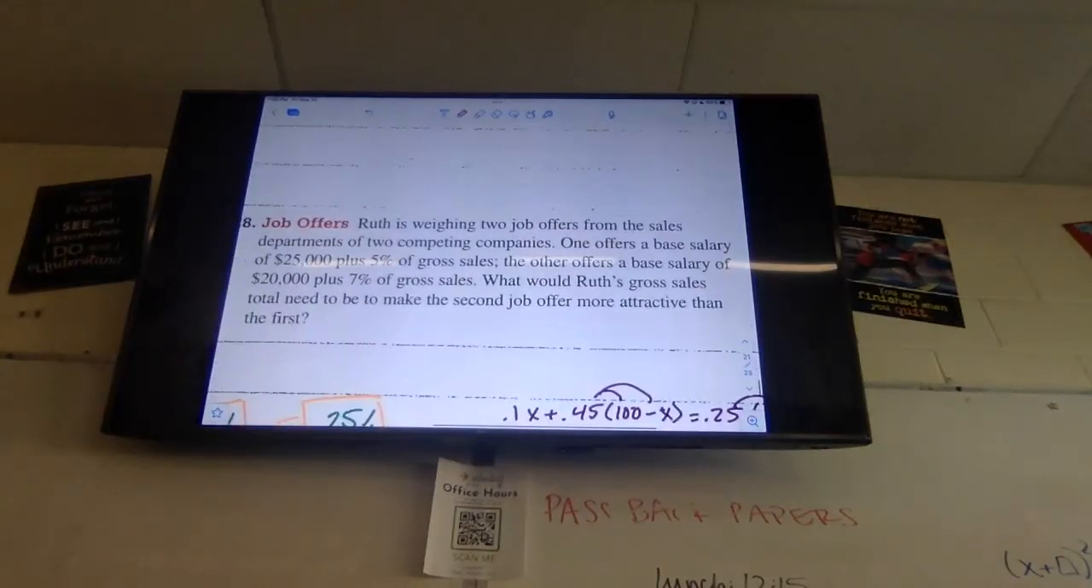This one actually might be more realistic than some of these other ones we're talking about, because one day you guys are going to get jobs, and some of you might work in sales. This says Ruth is weighing 2 job offers from the sales department of 2 competing companies. One offers a base salary of $25,000 plus 5% of gross sales. The other offers a base salary of $20,000 plus 7% of gross sales. So what happens there is she's paid $25,000 no matter what, but then however much she sells, she gets 5% of that added to her paycheck. The other one, she's paid a little bit less, but she gets to keep 7% of what she sells. So what we're kind of asking is, how much does she need to sell in order for the second job to be the better job offer?